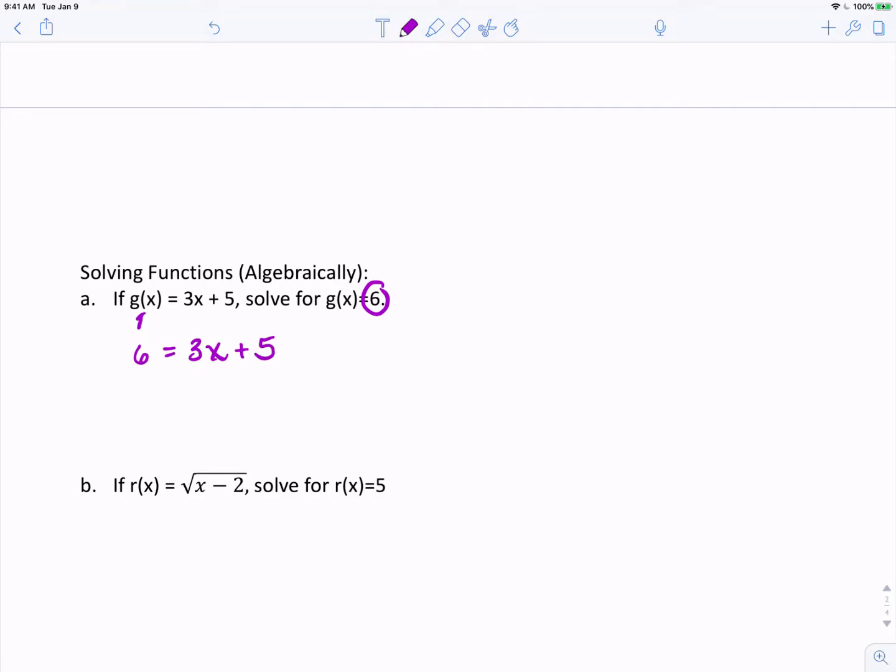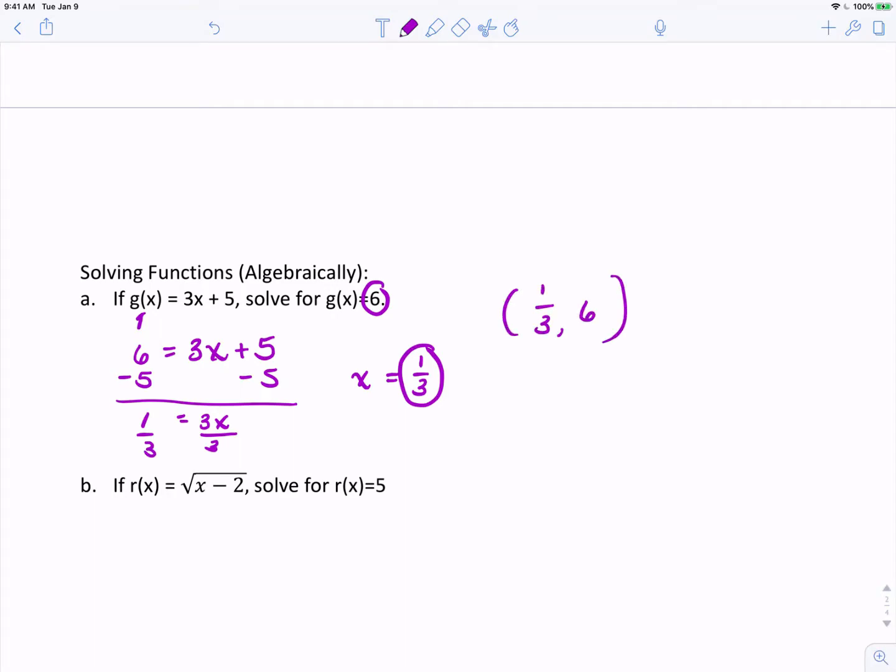And so we set up this equation, 6 is equal to 3x plus 5, and then we go ahead and solve it. So if we solve this equation by subtracting 5 from both sides and then dividing both sides by 3, we get a solution of x is equal to 1/3. So what this means is that if we put 1/3 into our function, our output is 6. Another way of saying that is the point (1/3, 6) would be on the graph of this function.